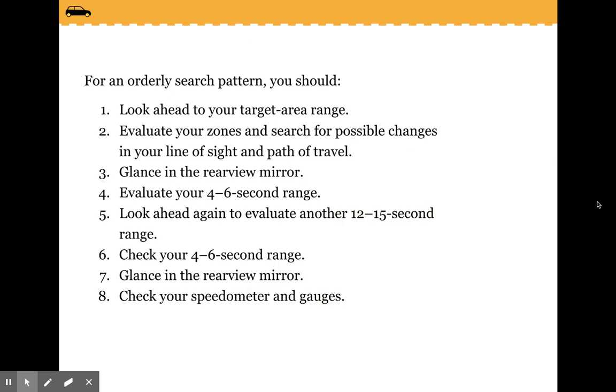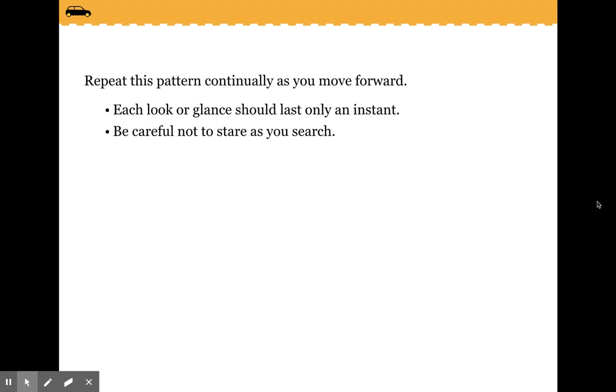For an orderly search pattern, you should look ahead to your target area range, evaluate your zones, search for possible changes, glance in the rearview mirror, evaluate your 4 to 6 second range, look ahead again to evaluate another 12 to 15 second range, check your 4 to 6 second range, glance in the rearview mirror, check your speedometer and gauges. Repeat this pattern continually as you move forward.